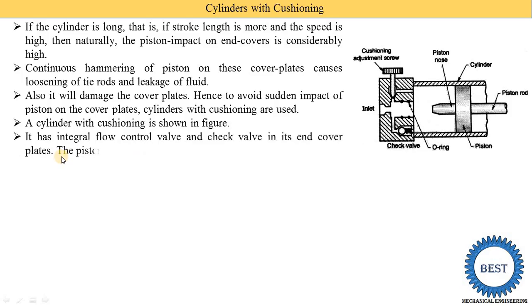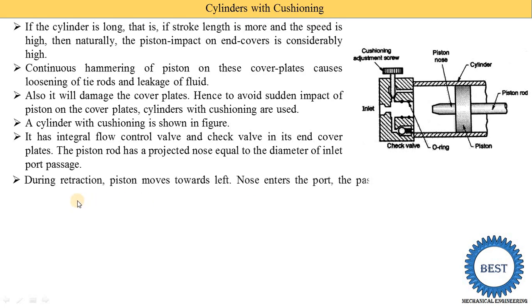This cylinder with cushioning has an integral flow control valve and check valve in its end cover plates. So here you see on the end cover plate the check valve is provided. The piston has a projected nose equal to the diameter of the inlet port passage. Here you see the piston nose is provided, and its diameter is equal to the diameter of the inlet port passage. So the diameter of the inlet port passage and the diameter of the piston nose are the same.